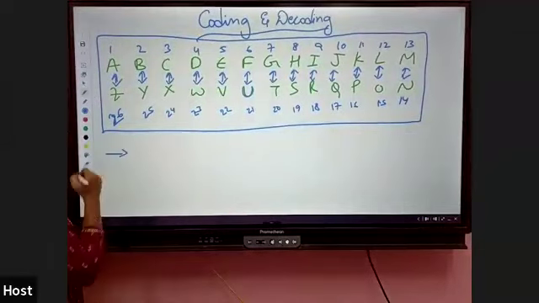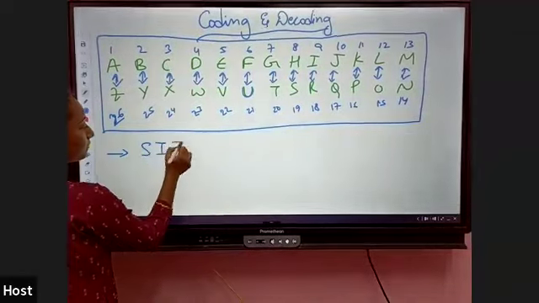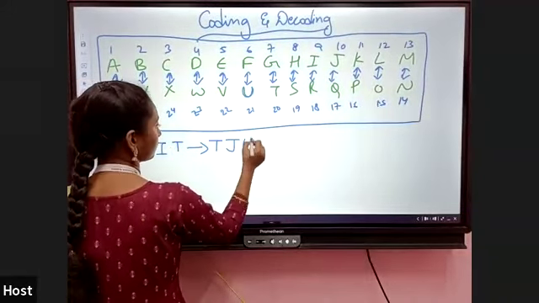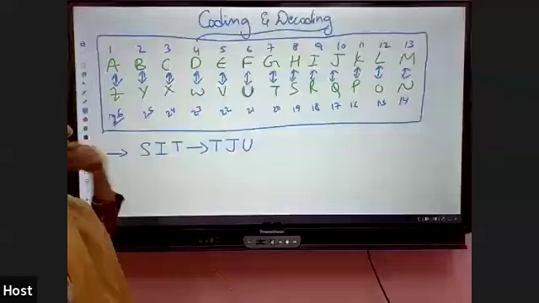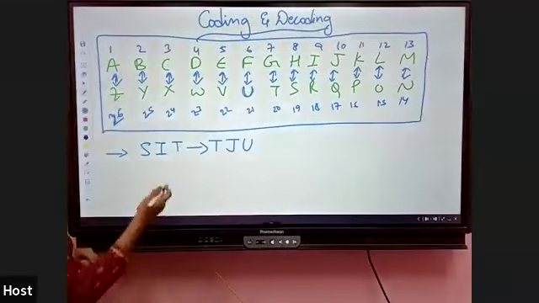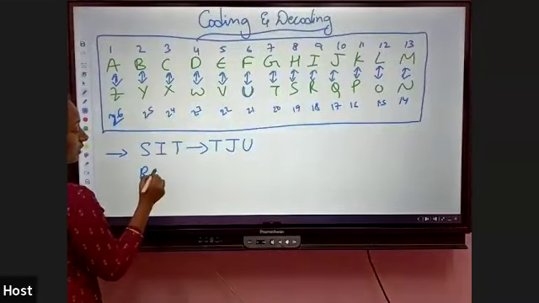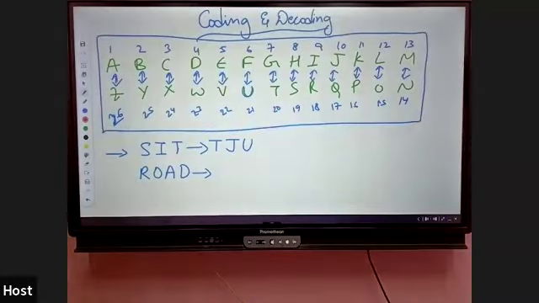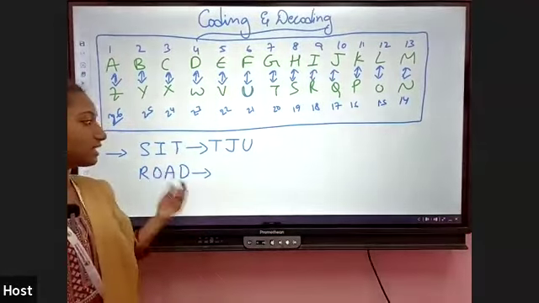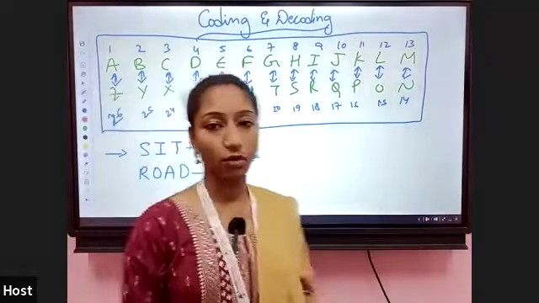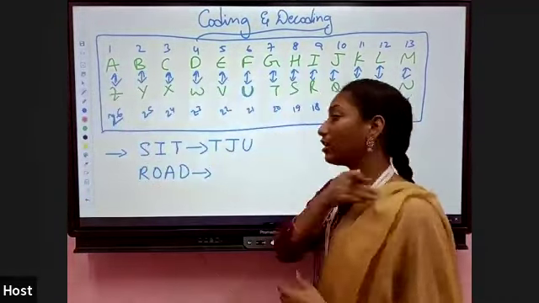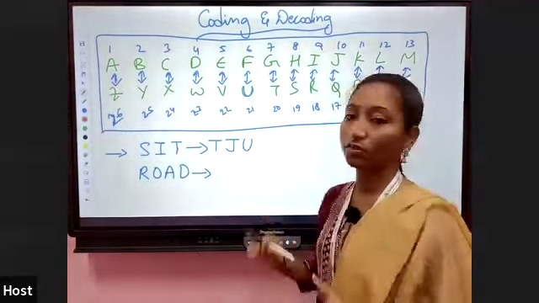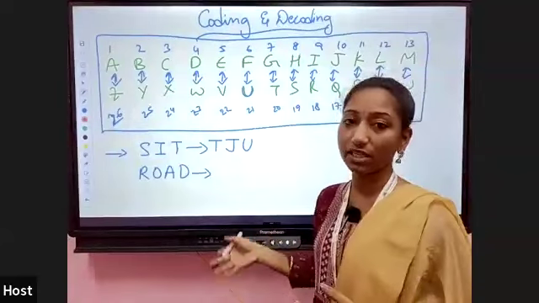Let us do some examples. So, SIT. For SIT there is a code TJU. Next, we should find the code for ROAD. They gave SIT's code as TJU. How will we find it? Before finding the answer, first you should find the code. By which code did they give the code?